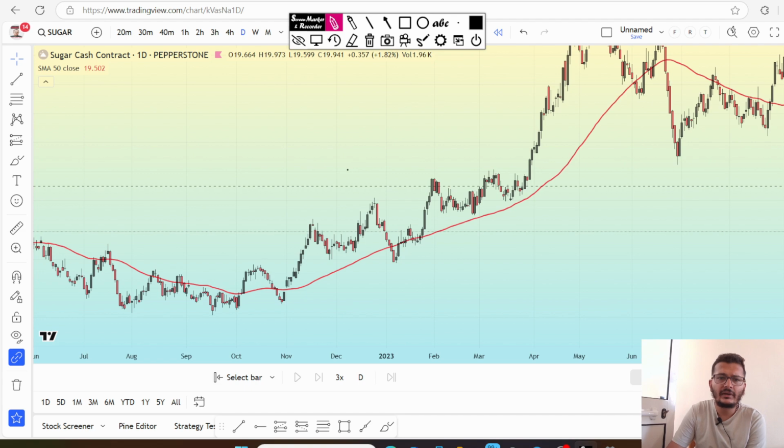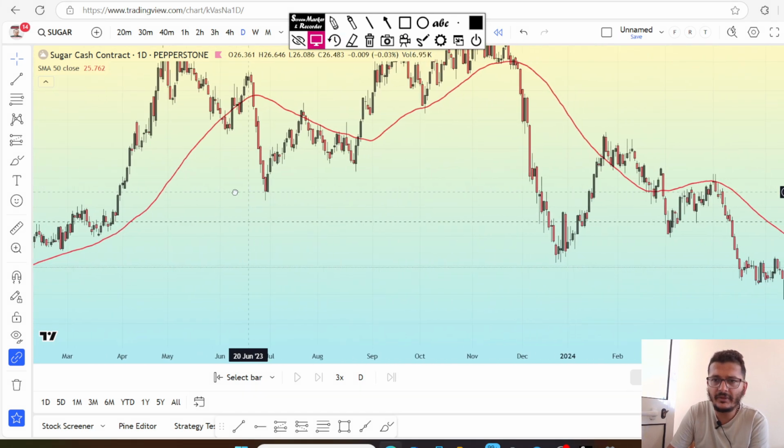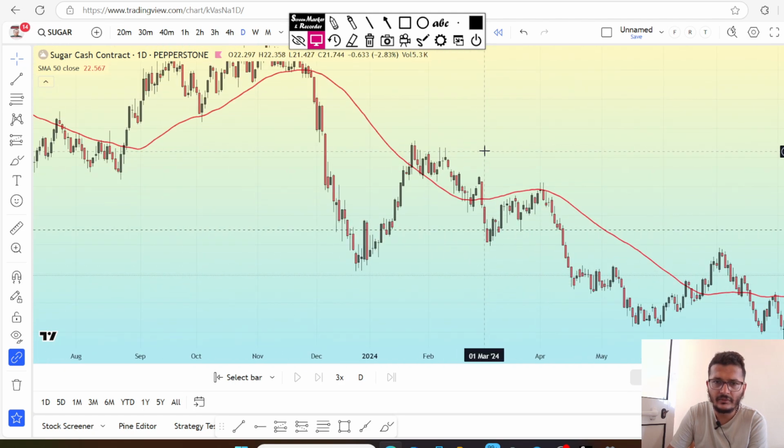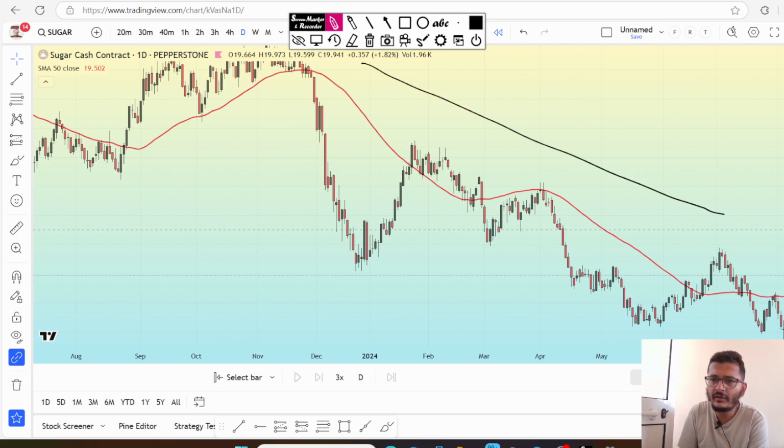In the same way, if we see the falling moving average, you can see here in this part the moving average is falling, and you can easily see a kind of pullback. Here is also a kind of pullback.